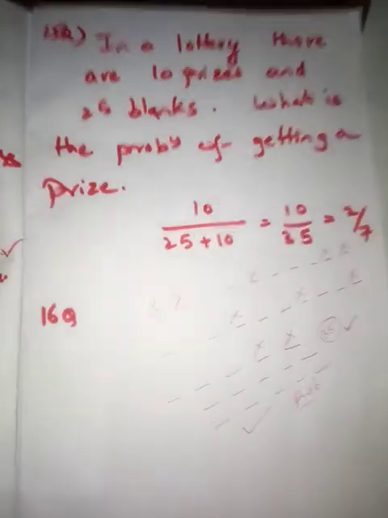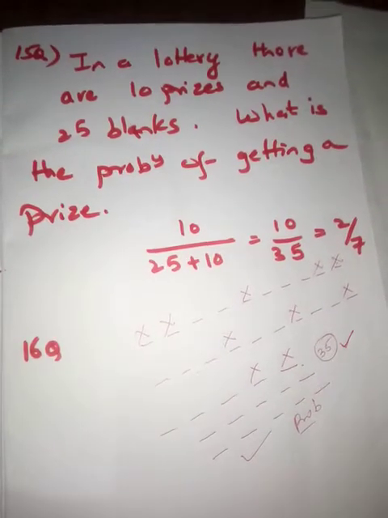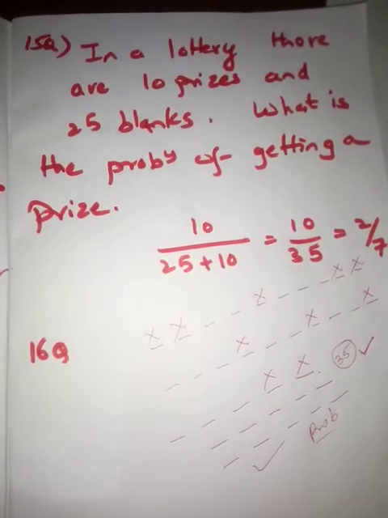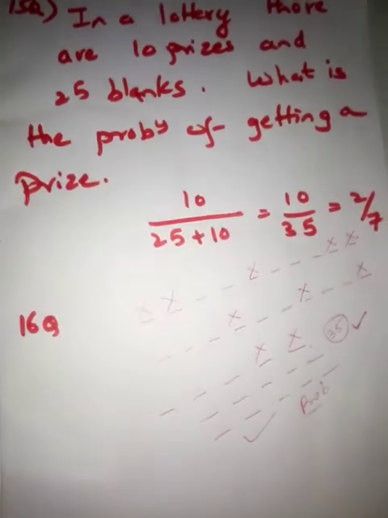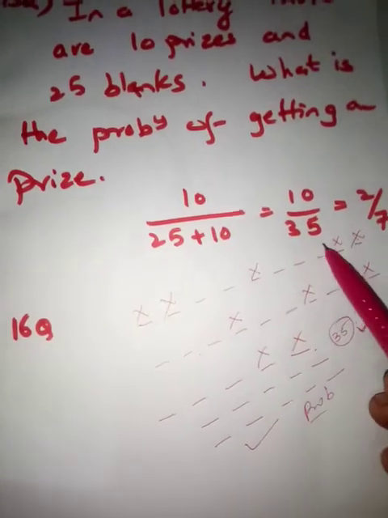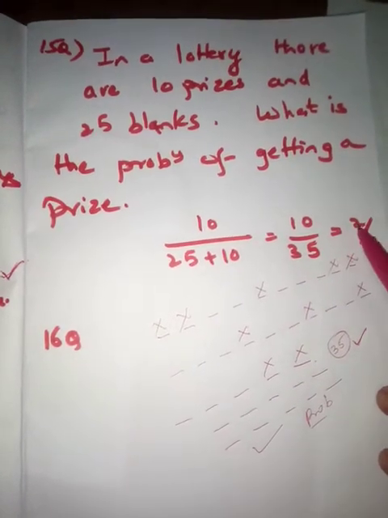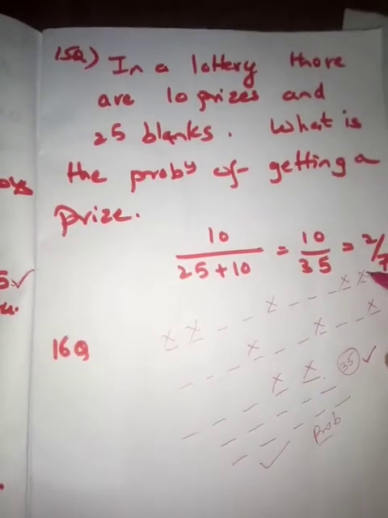Out of this 35, there are 10 prizes. He did not tell that only in these 25 blanks there are prizes. He told there are 25 blanks plus 10 prizes, 35. In this 35, we are going to check for this probability. So total it is 35, the denominator. There are 10 prizes. So 5 2s are 10 and 5 7s are 35. That's nothing but 2 by 7 is the probability.